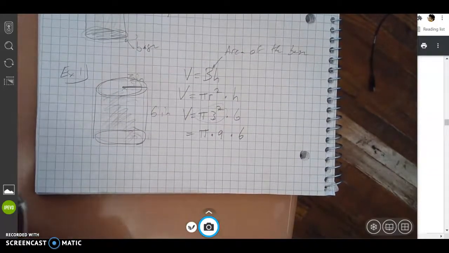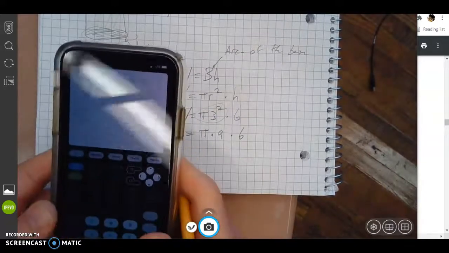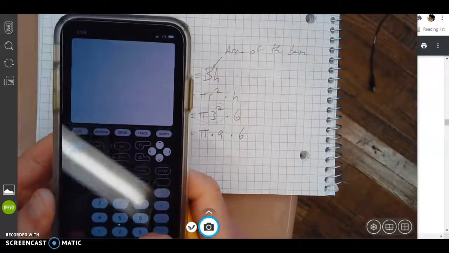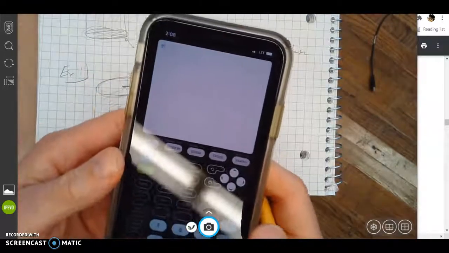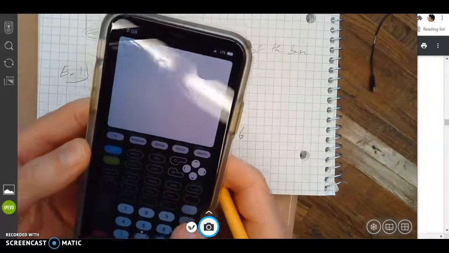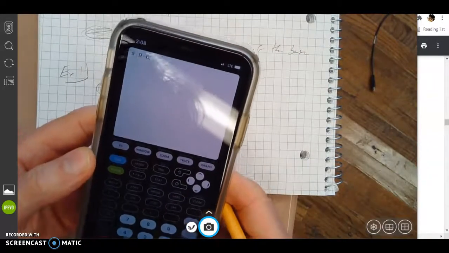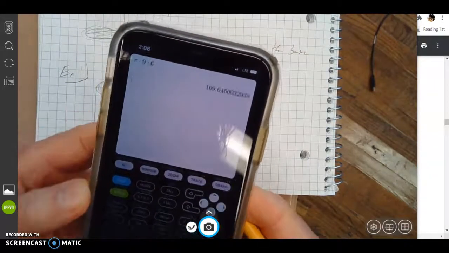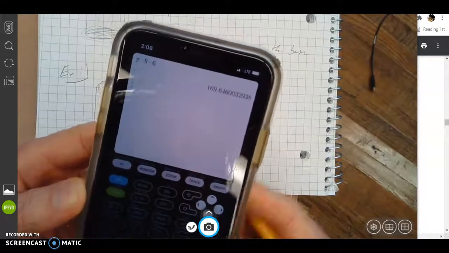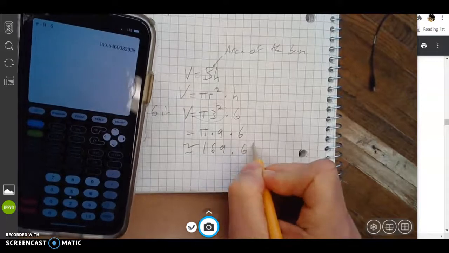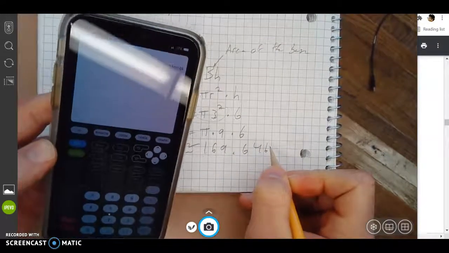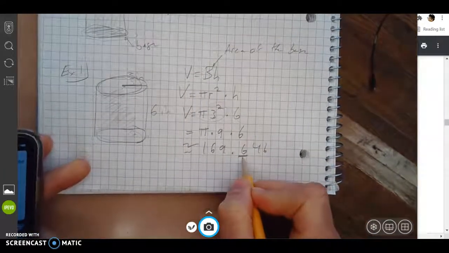So get your calculator out. Practice with me. So you have to do it on your own. So I like using the pi symbol right here. Make sure you use the pi symbol. Don't use 3.14, use the pi symbol. Pi times 9 times 6 is 169.646. So it's about 169.646, like that. And you want to round it nearest tenth in this case.